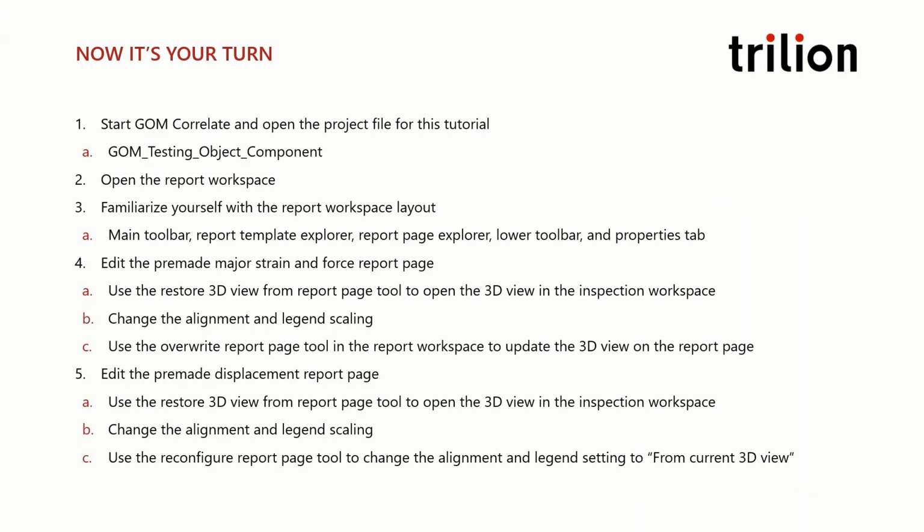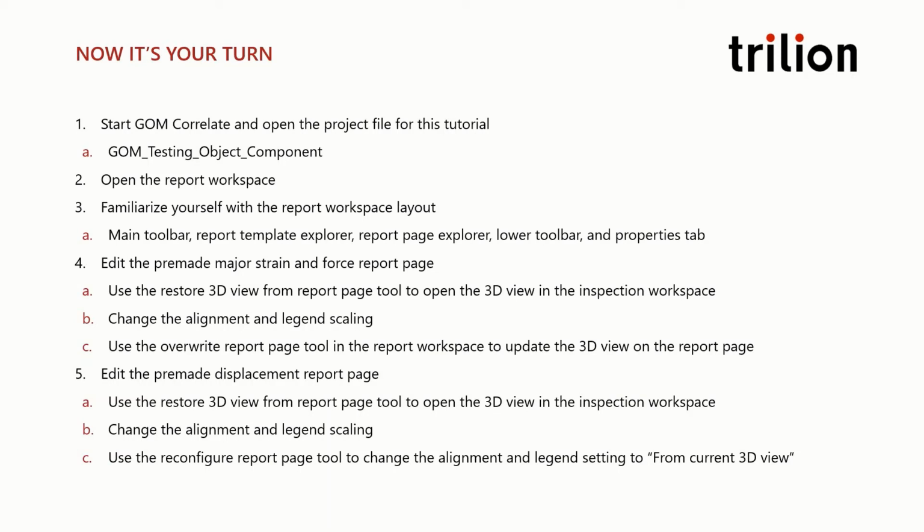Now it's your turn. Practice the steps in this tutorial by opening GOM Correlate and selecting the 3D project GOM Testing Object component located in the sample data icon. Open the Report Workspace. Familiarize yourself with the Report Workspace layout, including the main toolbar, Report Template Explorer, Report Page Explorer, Lower Toolbar, and Properties tab.